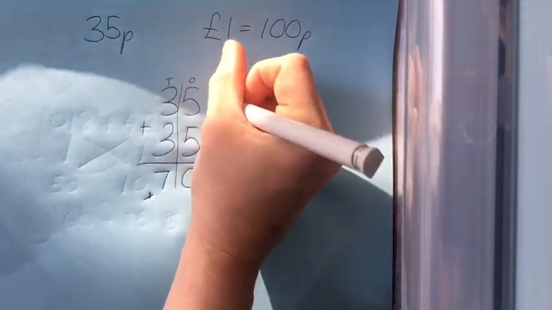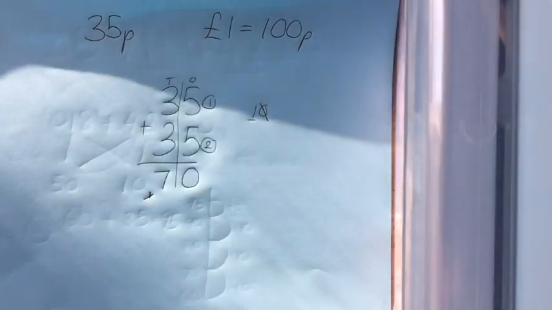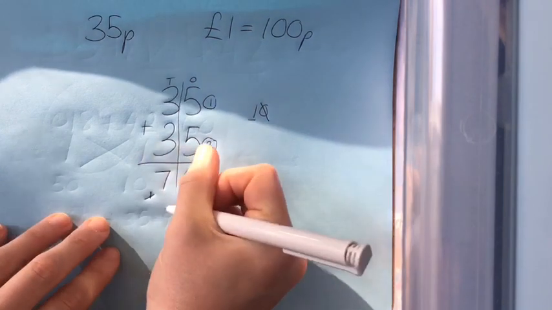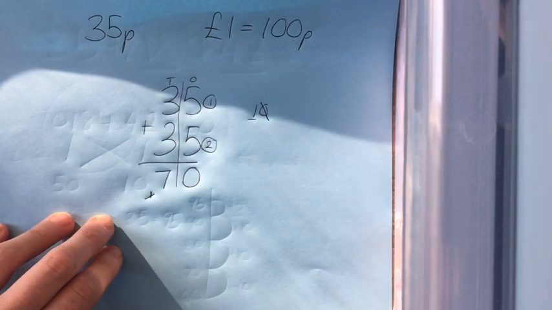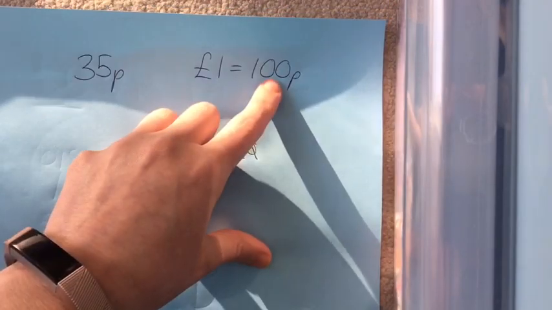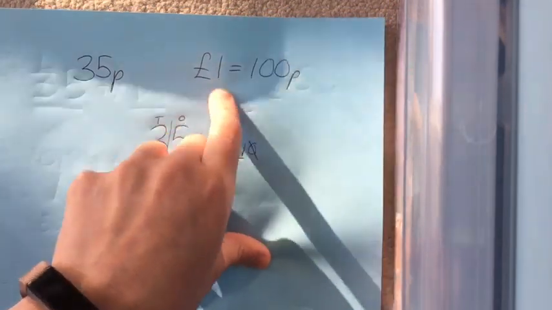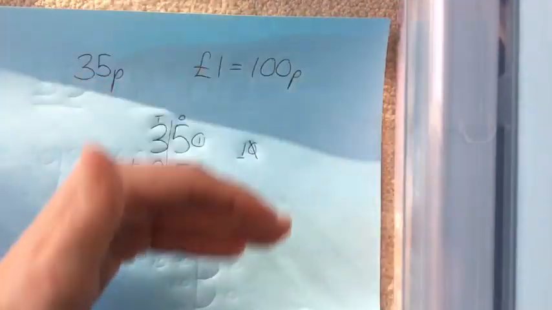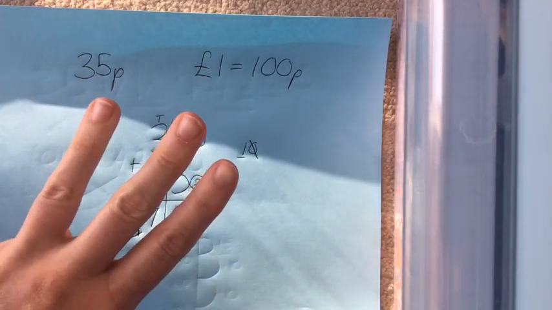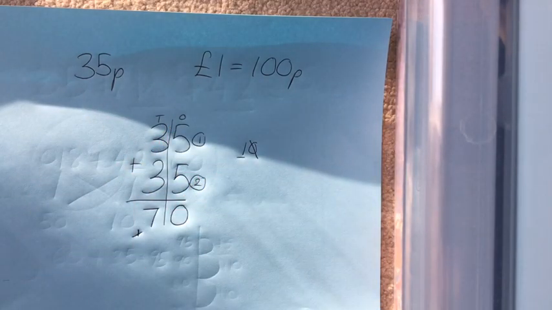So at the moment, I can buy 1, 2 badges. The next thing I'd like you to try is to add 35 to your 70. Does it take you to 100? Is it bigger than? Is it smaller than? Can you afford 3 badges or can you only afford 2?